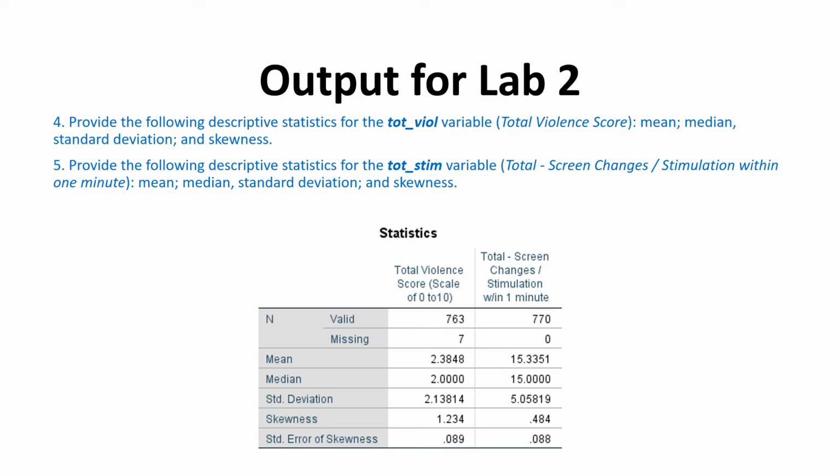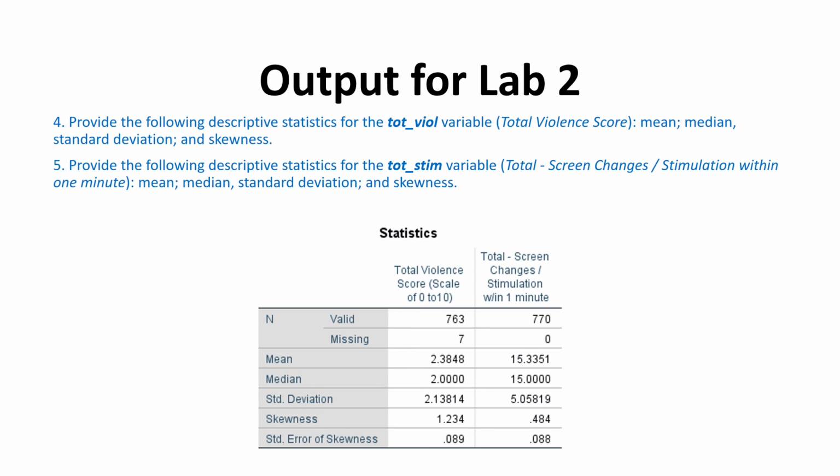Now, when I do this and I click continue and OK, my output will pop up. And here is an example of what I should see. In fact, this is exactly what you should see. One of the pieces of information that will show up in your output is a statistics table, so a descriptive statistics summary table. The very first column gives us the names of the statistics that we have, the sample size n, the mean, the median, etc. Then we move over to the center column. That's the total violence score.